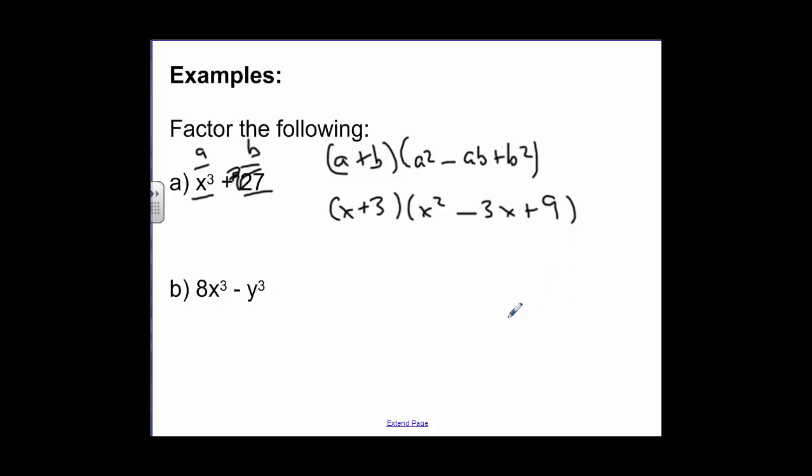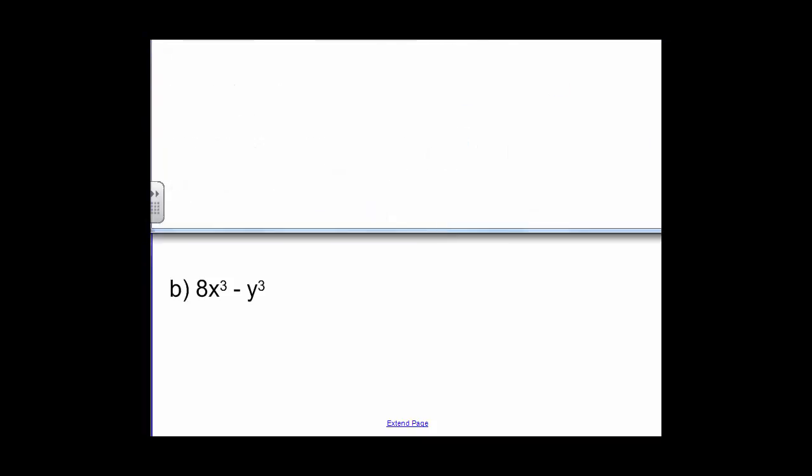And one of the nifty things about this is there is a possibility, however slight, that this guy right here could actually be factored again. This one doesn't because I don't think there's any numbers that will add to give -3 and multiply to 9, but that is a possibility. So let's prove it. Let's distribute just to prove we did it right.